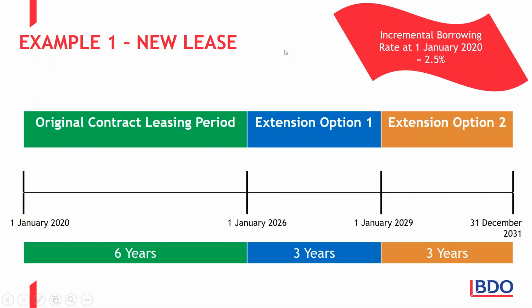Maybe a slightly different presentation. As you know, I like colors and diagrams and stuff. There's the original contract leasing period for 6 years, extension option 1 for 3 years, extension option 2 for 3 years. Altogether, we said we're going to exercise these extension options, or reasonably certain, and therefore we've got a lease period of 12 years, and our incremental borrowing rate at the start, 1 January 2020, 2.5%.